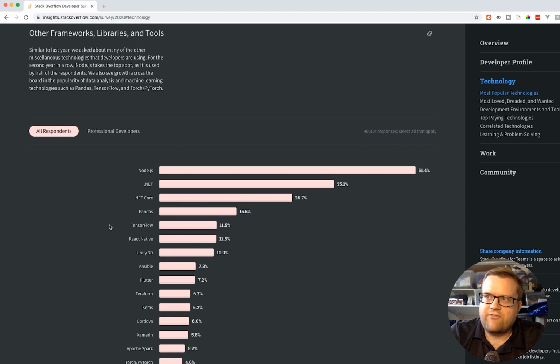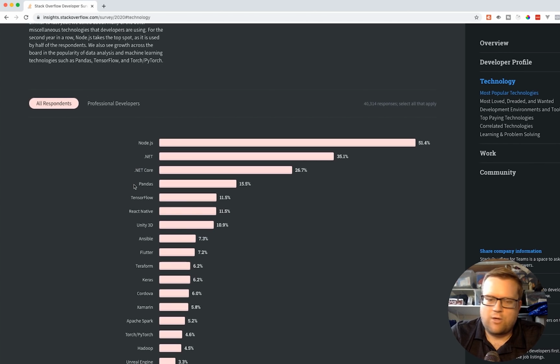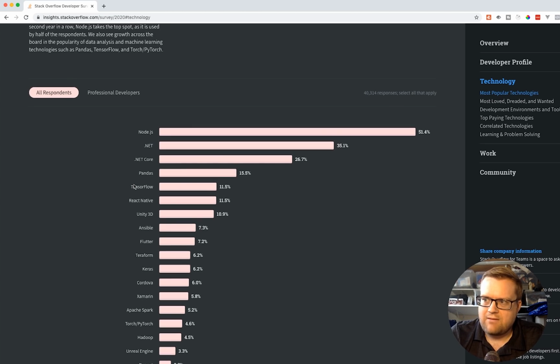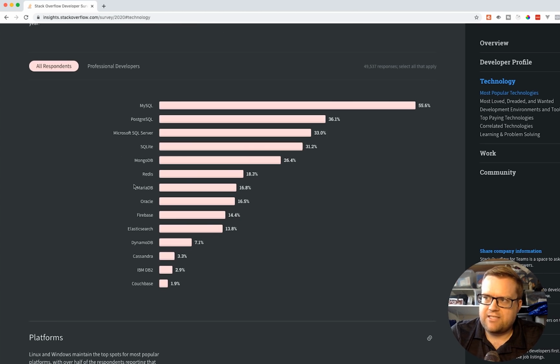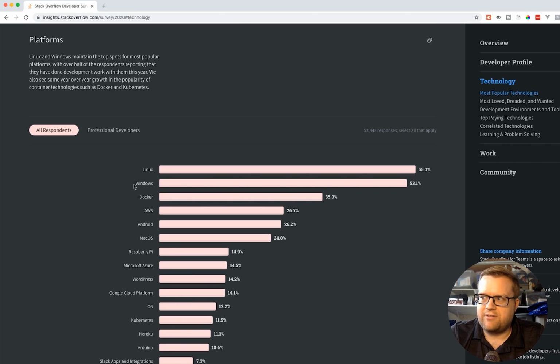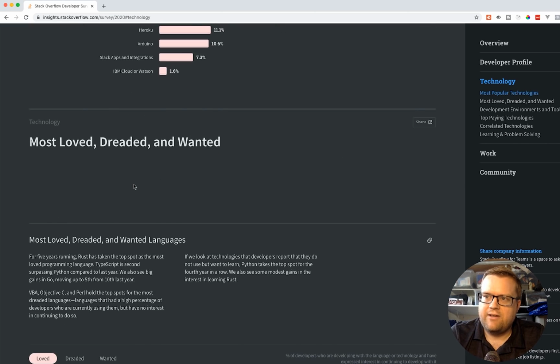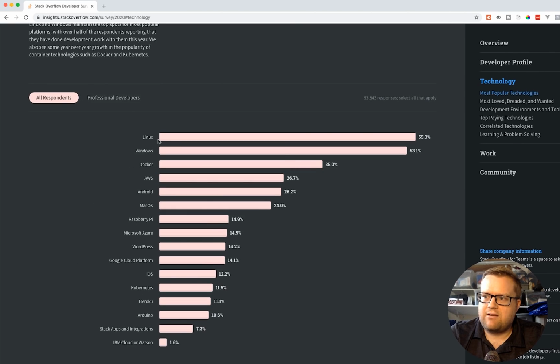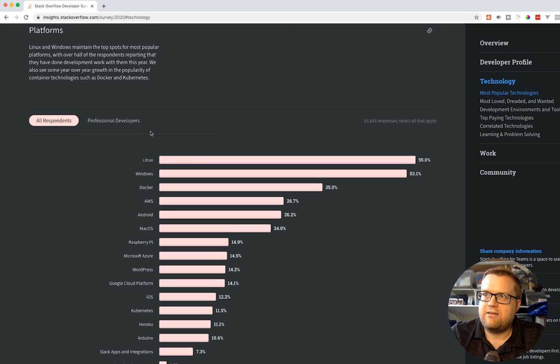So, other frameworks, libraries, and tools: Node.js, .NET. There's no surprise there. Everybody's becoming a full-stack JavaScript developer, so everybody's learning Node. I'm assuming that's probably one of the most popular, and also people are using Lambdas, things like that, and .NET. Databases, no surprise there, with MySQL and PostgreSQL as the most popular, with Microsoft SQL third. And platforms, people love Linux and Windows, and they're pretty close together. This makes a lot of sense.